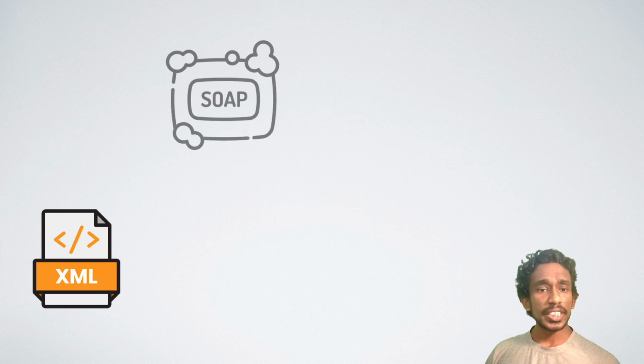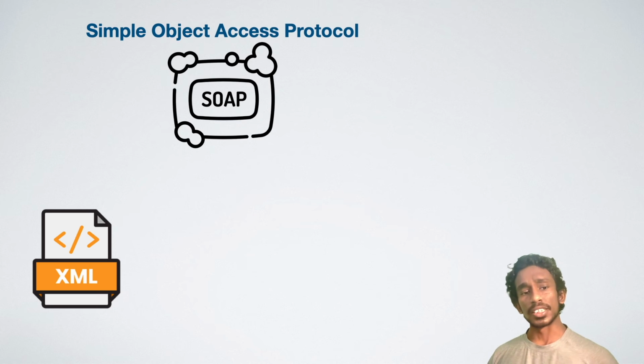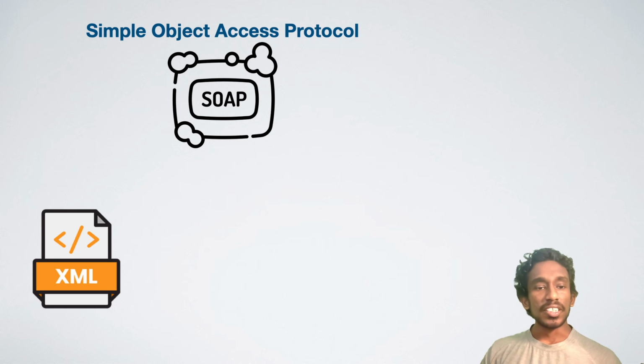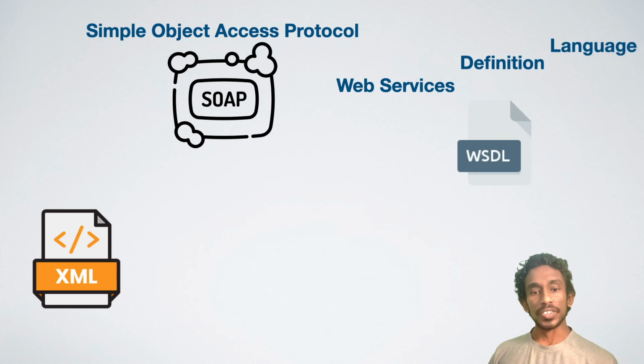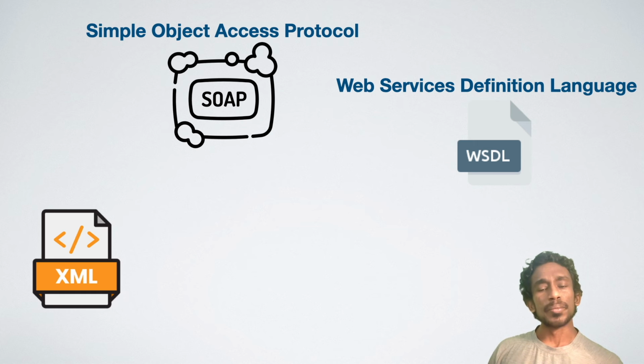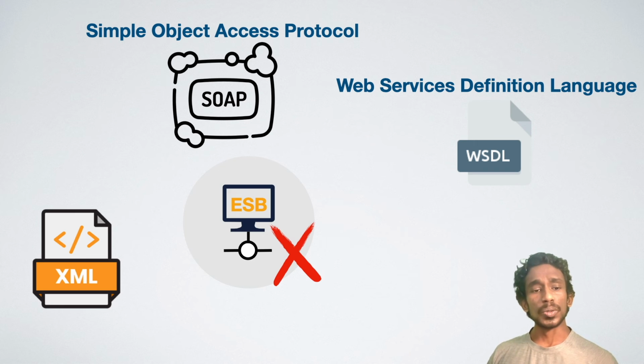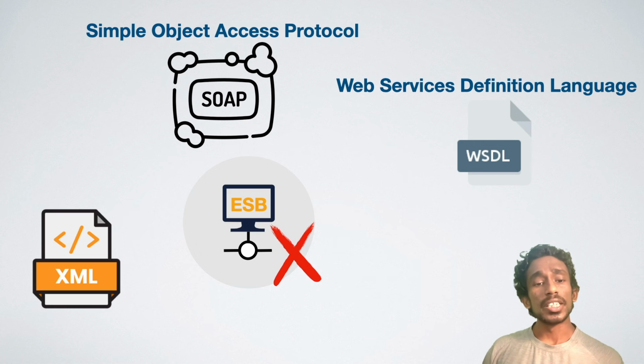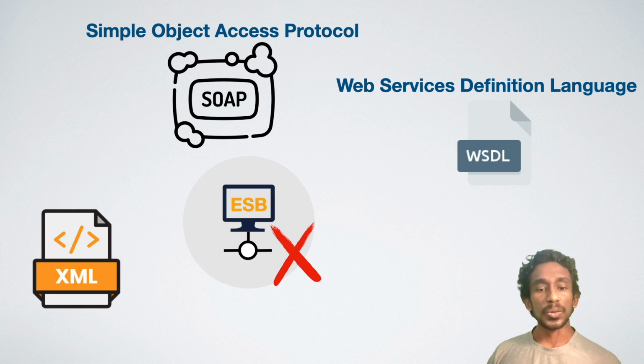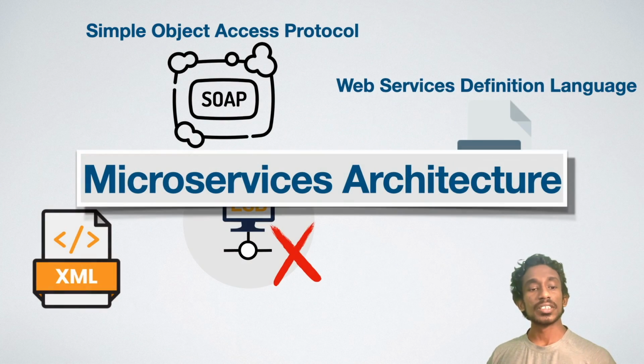XML message format became the key ingredient of the service-oriented architecture. SOAP messages, which stands for Simple Object Access Protocol, are widely used in inter-service communication. WSDL, which is Web Service Definition Language, became the contract defined among these services. ESB became the central component and greatly affected other services. As time went on, engineers wanted to remove the central component and decouple services more to improve scalability. This path led to a new software architecture paradigm known as the microservices architecture.